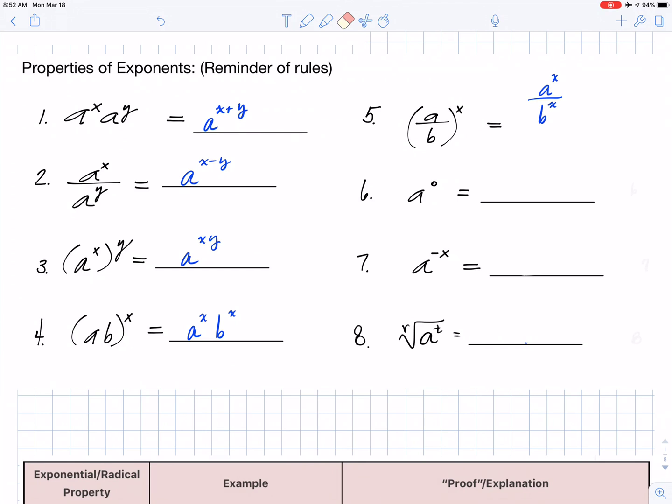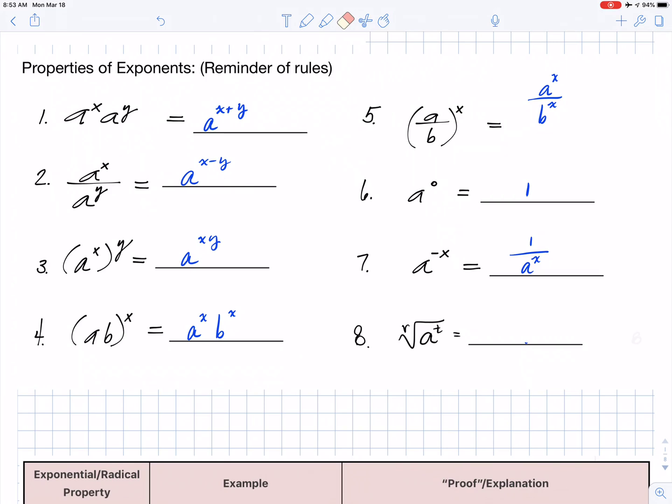Rule number six, when you raise anything to the power of zero, you're always going to get a one out. Number seven, a negative power tells you to move. In this particular case, notice that my base remained the same, but it moved to the bottom of the fraction and the power becomes positive. So the movement makes my power a different sign.